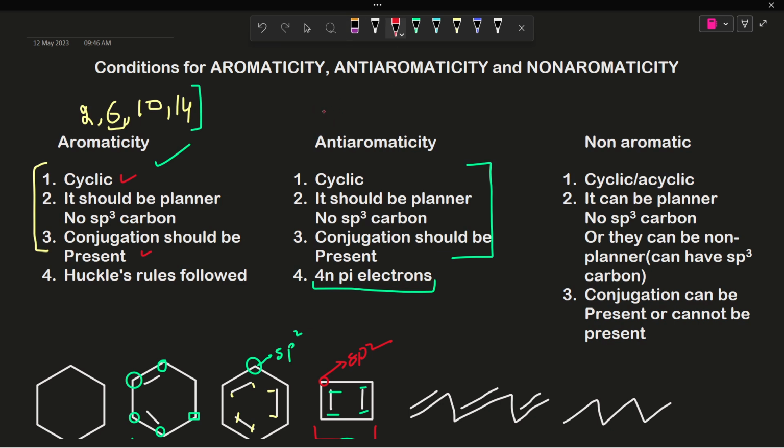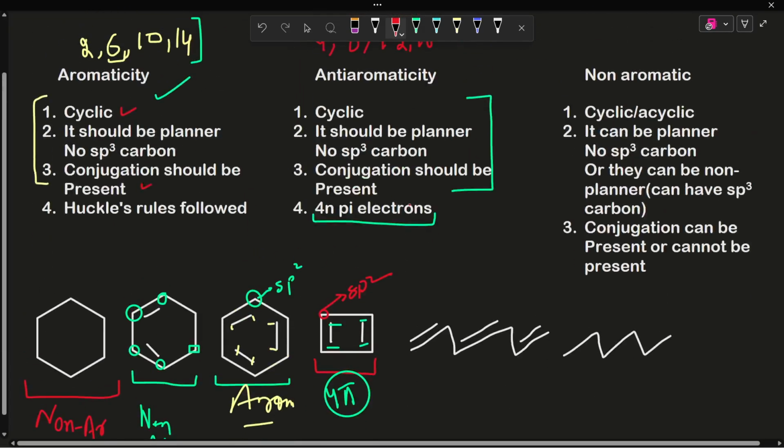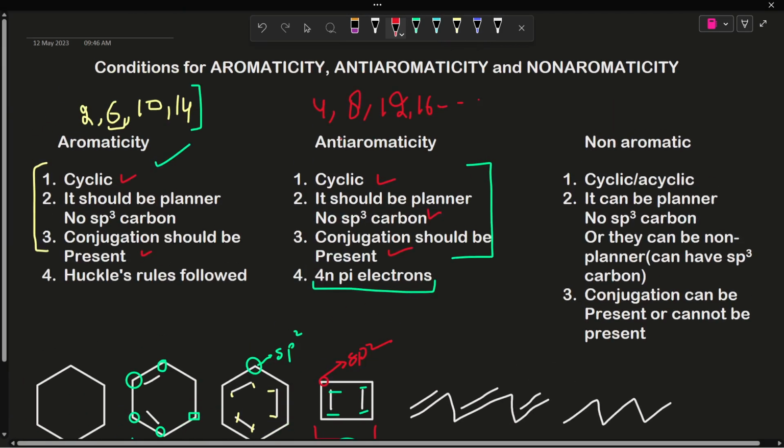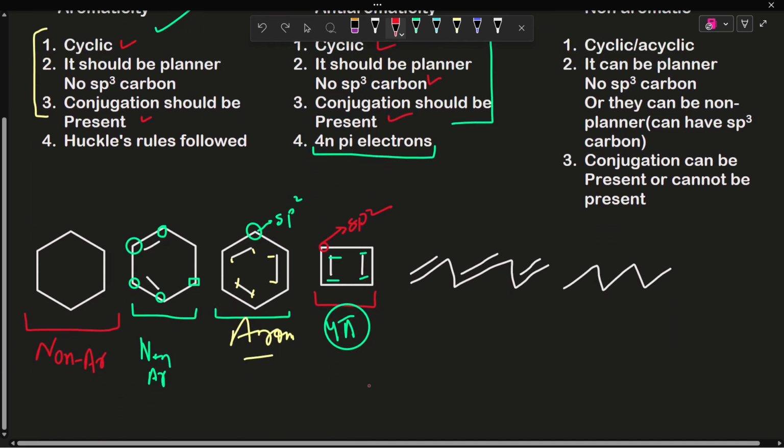Then if n is equal to 1, then 4. Simply multiples of 4: 4, 8, 12, and 16, right? If it has this many electrons, then it is antiaromatic. Now we saw it is cyclic. It should be planar. It is planar. It has no sp3 carbon. There is conjugation, but it has 4n pi electrons. That is, it has 4 electrons, which is a number in the series given. So it is antiaromatic, right? I hope you understand that. It is antiaromatic.